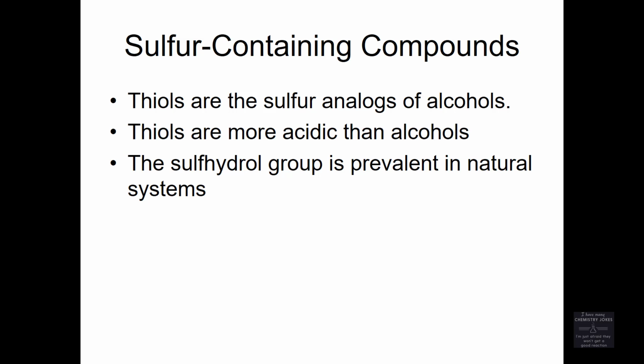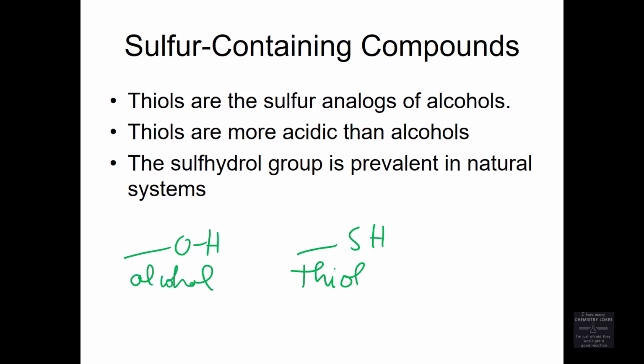Thiols are the sulfur analogs of alcohols. What does that mean? Here's an alcohol. If you change that O into an S, that's a thiol. Thiols are more acidic than alcohols. Why so? Because the S is bigger, it's more acidic.